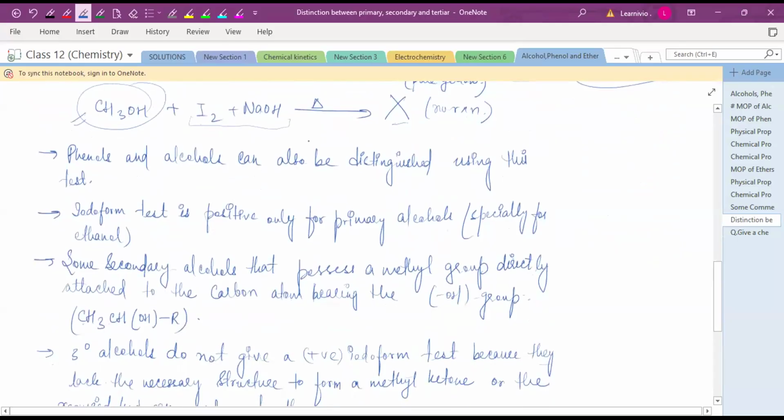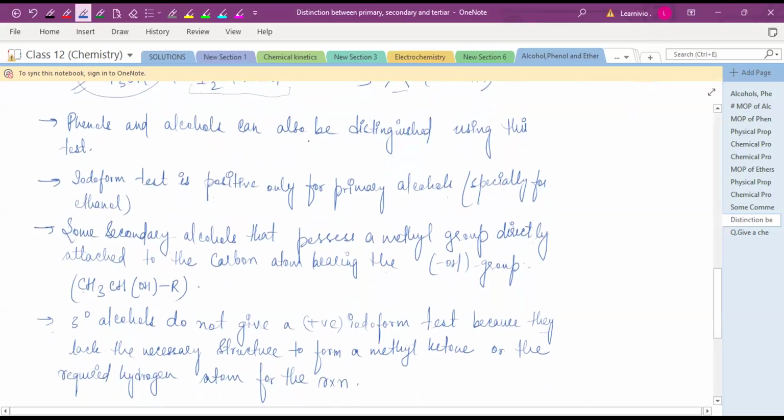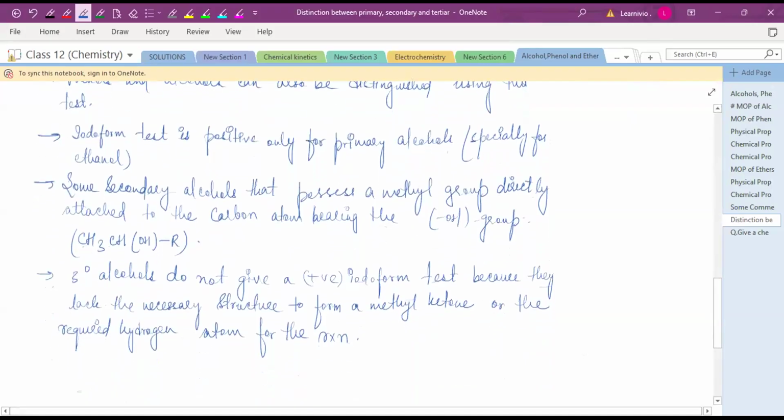Phenols and alcohols can be distinguished using this test. You can also distinguish between phenol and alcohols by using this test. Any group which contains this COH, this CH2 and the CH3 group will give the iodoform test. So phenols and alcohols you can distinguish between using the iodoform test.